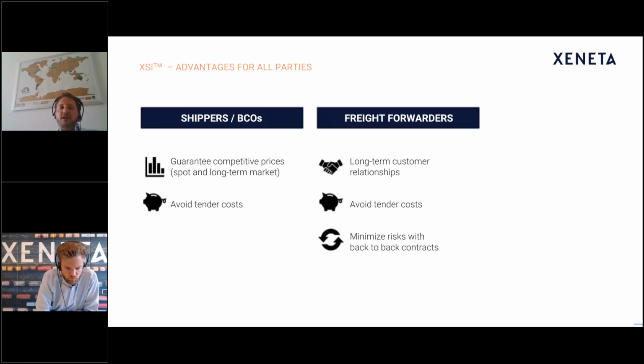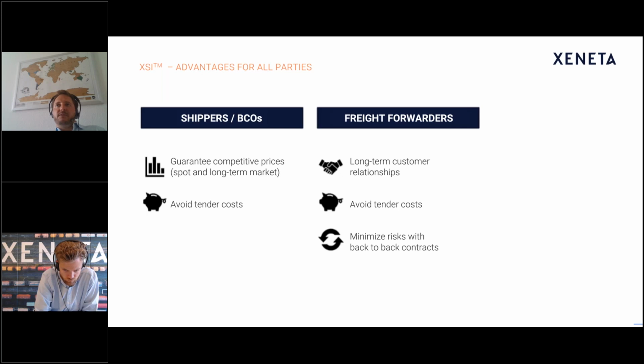So these index-based prices give our shippers the possibility to be sure that they always get competitive rate levels, while at the same time they can save the massive amount of workforce they usually use for their tenders, which distracts them from the other important supply chain related tasks they usually have to follow up on. The same goes for the freight forwarders, who can ensure long-term contracts with their customers, but at the same time minimize the risk of having to commit to long-term contracts when they are not sure if they can actually refinance them together with the carrier base.